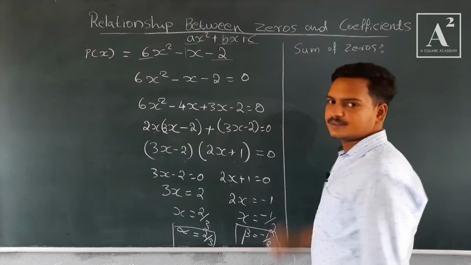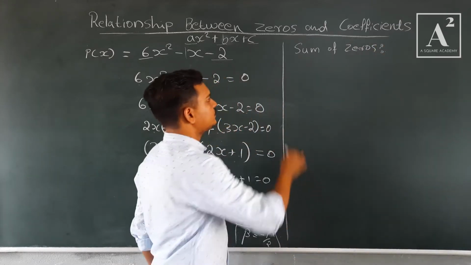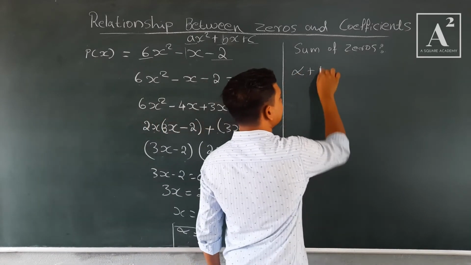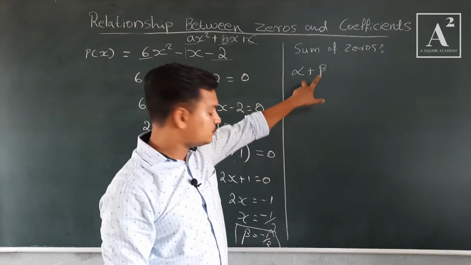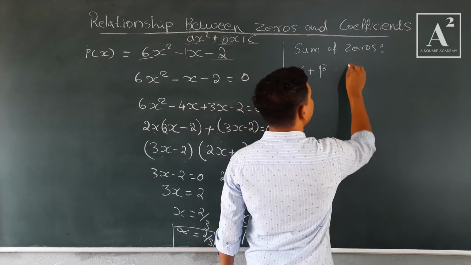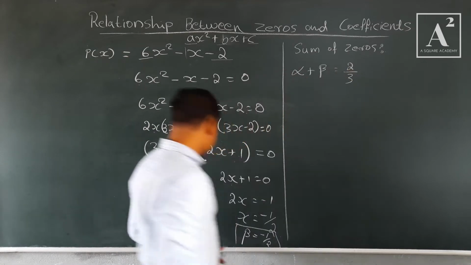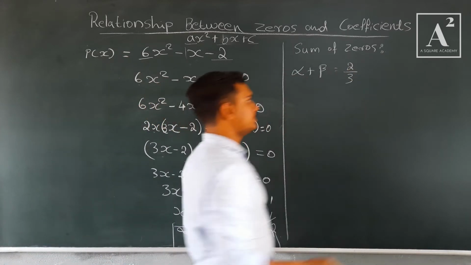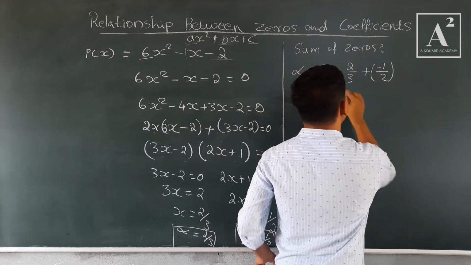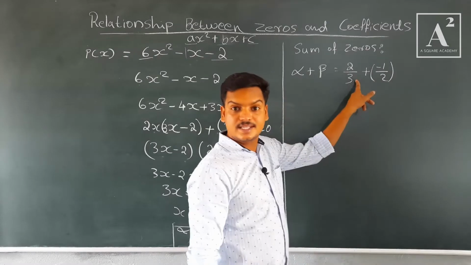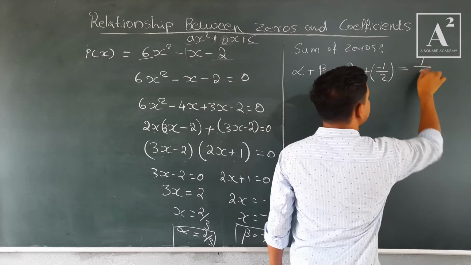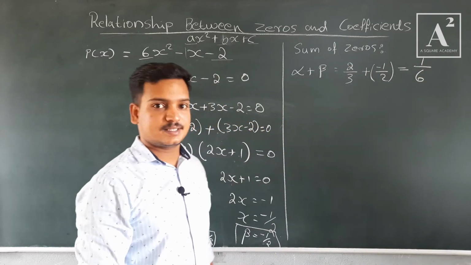Sum of zeros. What is the sum of these zeros? For that, the first zero we can consider alpha, and the second zero is beta. So, there are two zeros. The first zero, alpha, is 2 by 3, and the second is minus 1 by 2. This is the sum of the zeros. Let's add these numbers: 2 by 3 plus minus 1 by 2. By LCM, that is 1 by 6.